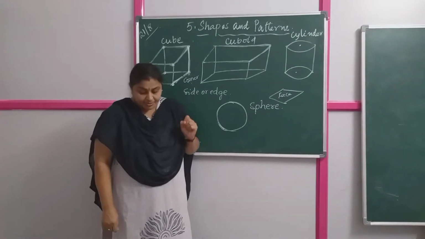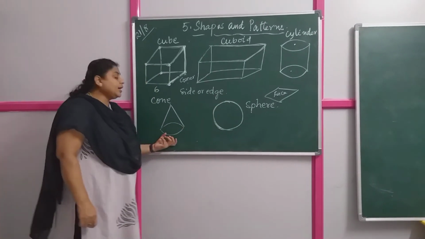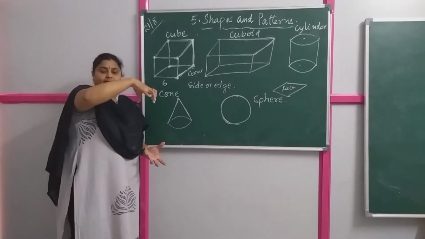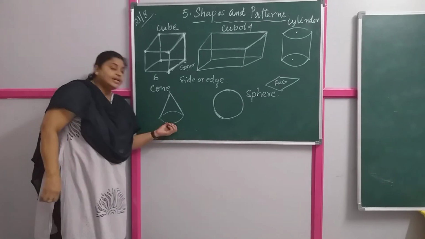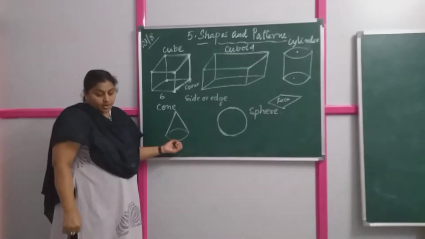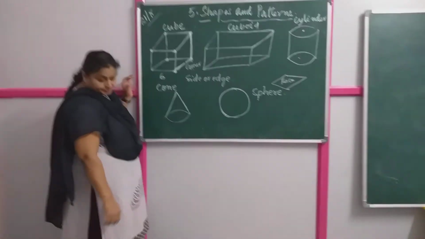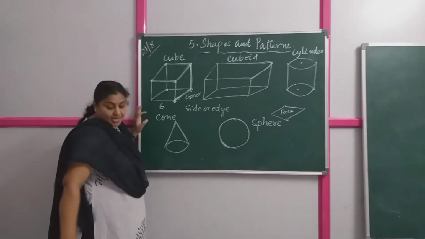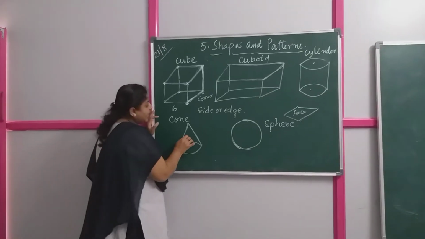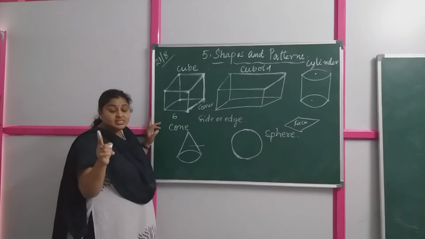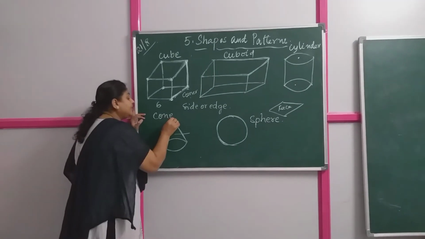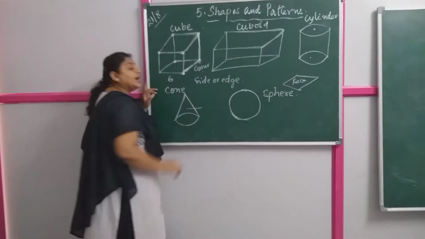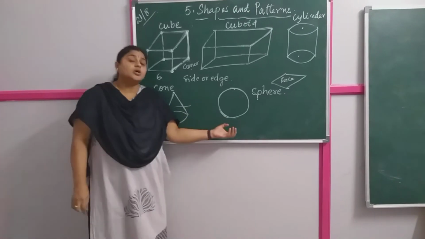Okay, children. Then coming to your cone. This is your cone. Generally, cone is nothing but an inverted triangle. Now, cone has a plane surface. This is your plane surface, and a curved surface. It has a plane surface, a curved surface and 1 corner. Plane surface 1, curved surface 1 and 1 corner. Then coming to sphere.